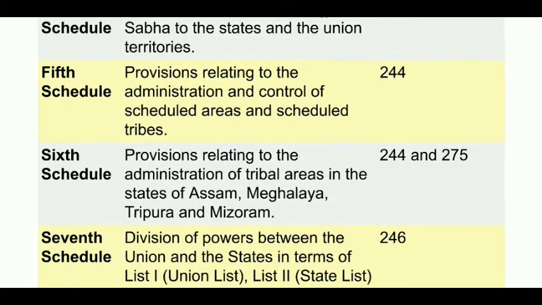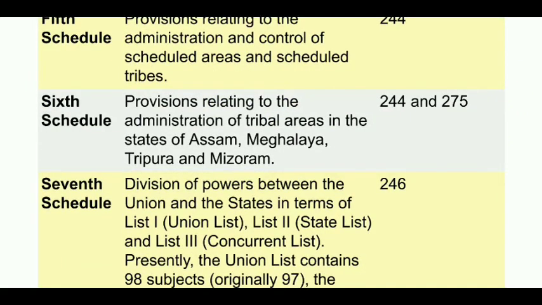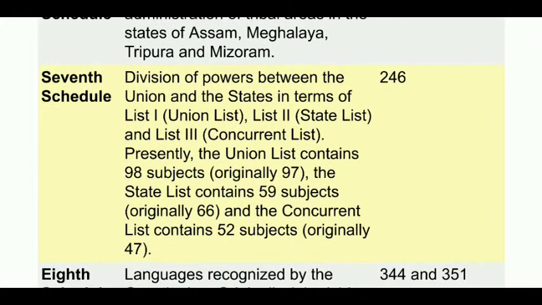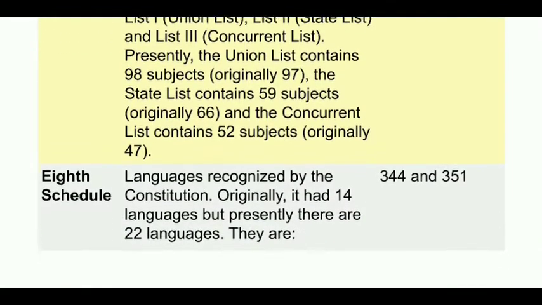Fifth Schedule, provisions relating to the administration and control of scheduled areas and scheduled tribes. Sixth Schedule, provisions relating to the administration of tribal areas in the states of Assam, Meghalaya, Tripura and Mizoram. Seventh Schedule, division of powers between the union and the states in terms of List 1, List 2 and List 3, that is union list, state list and concurrent list. Presently the union list contains 98 subjects, originally 97. The state list contains 59 subjects, originally 66, and the concurrent list contains 52 subjects, originally 47.